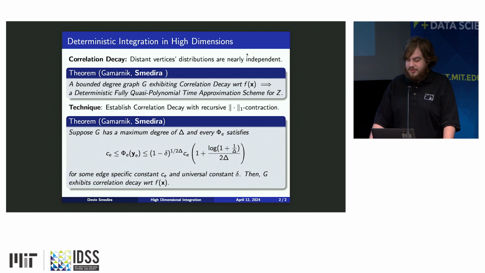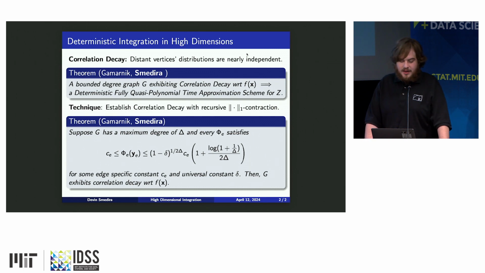So we managed to prove this theorem that basically says a bounded degree graph exhibiting correlation decay implies that we can have a deterministic quasi-polynomial time algorithm to approximate the integral. This is a pretty standard result, but unique to our specific problem setup with hypergraphs.